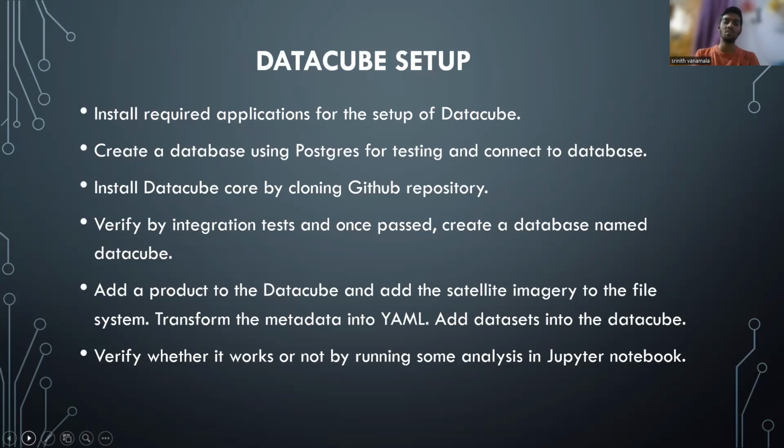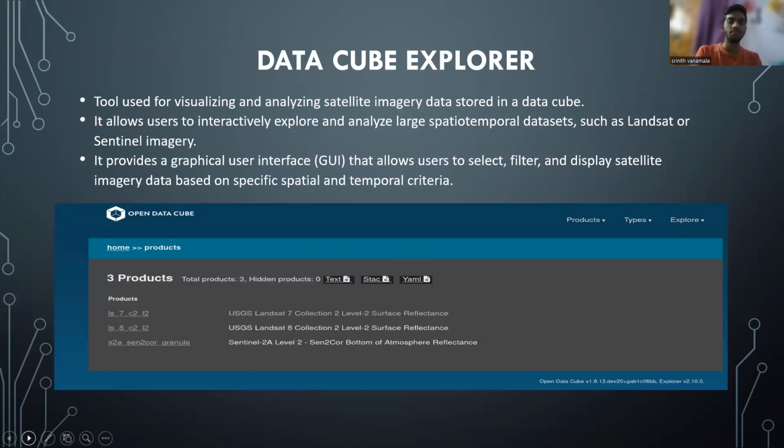Add the satellite images to the file system with the proper directories, transform the metadata into YAML, add all these datasets into Datacube, and verify whether the datasets are working by running some analysis in Jupyter Notebook. Now, when the datasets are added, finally we give a command called cube-run, and then we can see the products that are in the data cube.